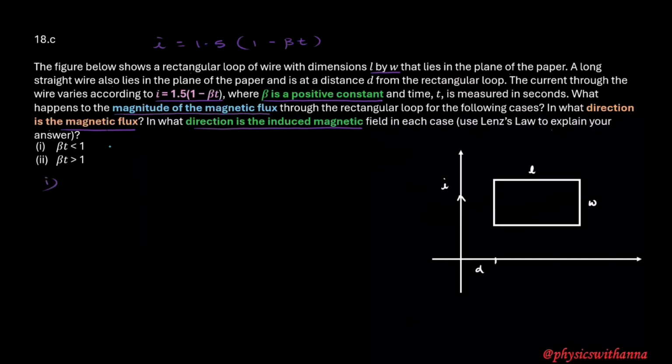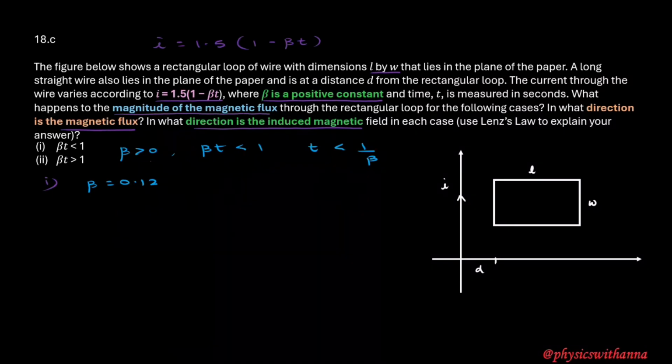Now beta is a positive constant. That means the value of beta must be greater than 0. And in the first case, beta t has to be less than 1. If beta t is less than 1, that means my time value must be less than 1 over beta. So let's say I choose beta to be equal to 0.12. This is something I have chosen by myself. It has to be a positive constant, so it is greater than 0. And since beta t must be less than 1, the value of beta must be less than 1 as well. Only then will the product be less than 1.